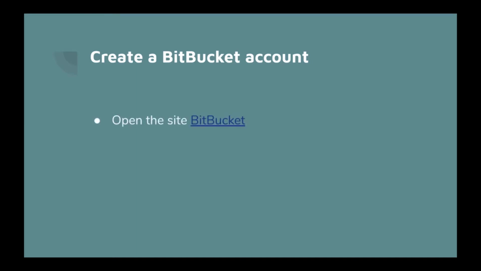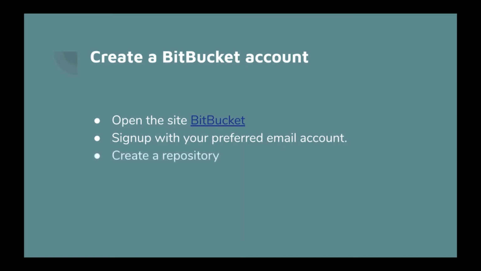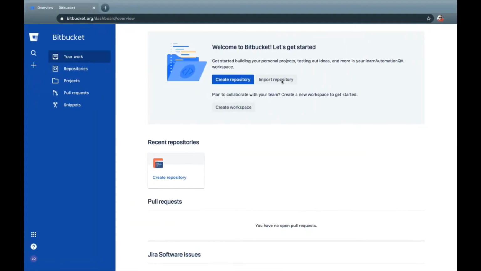First of all, you need to open the site Bitbucket, and then you have to sign up with your preferred email account. You can either use your Gmail account or any account that you use for your learning. Then you need to create a repository. The first two steps I have already taken, so I'll just go and create a repository now.